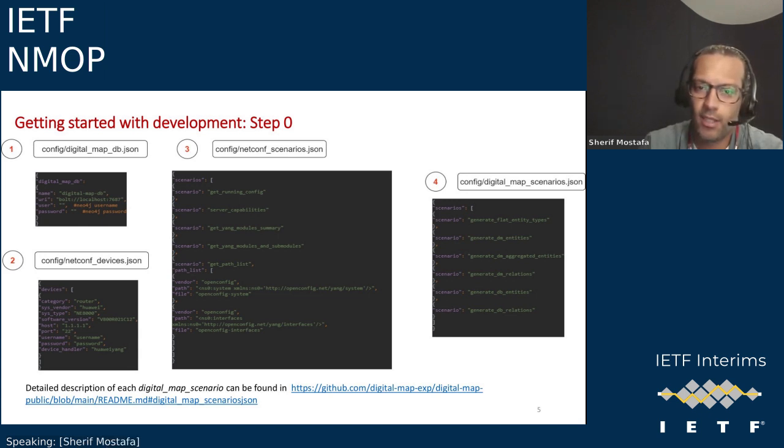Now in the middle, you see the netconf scenarios, and this will say what I need to extract from the devices. For each device, this whole list is executed. For example, you can get the running config, the capabilities, all the Yang files, and you can get exact XPath as well. When you have this config and you run an API call, all of this will be executed, and then all of this data will be stored locally, so you can keep reusing it without connecting to devices each time.